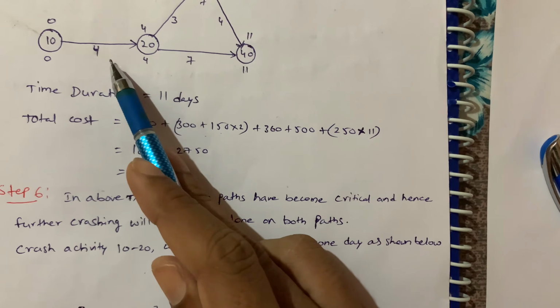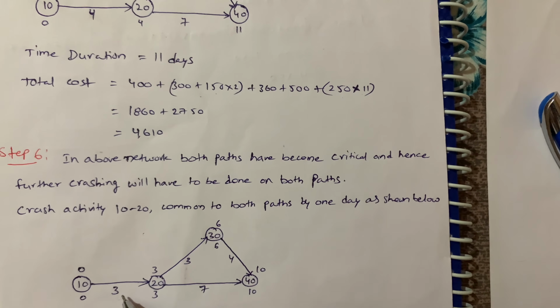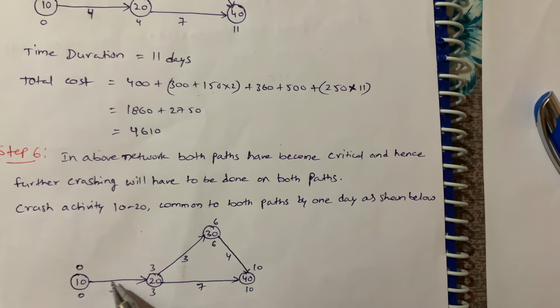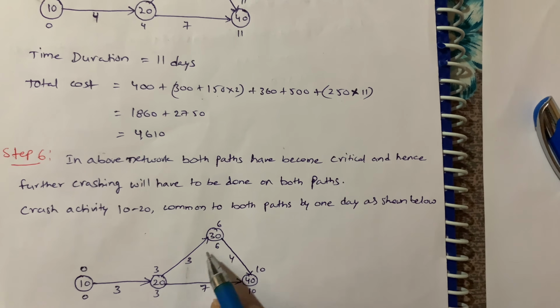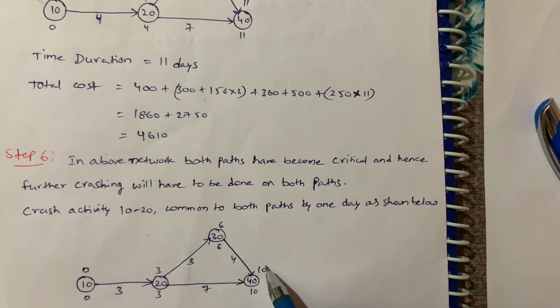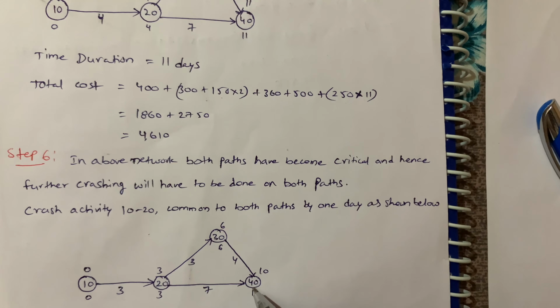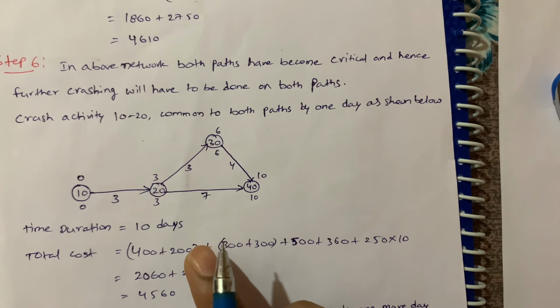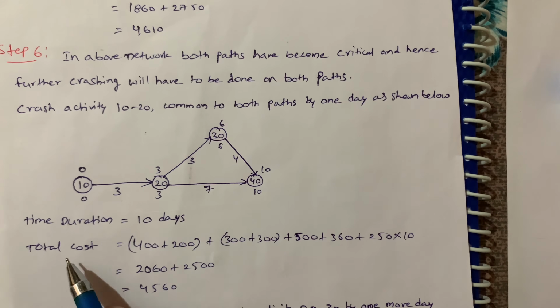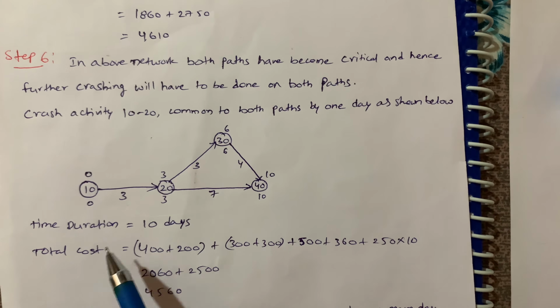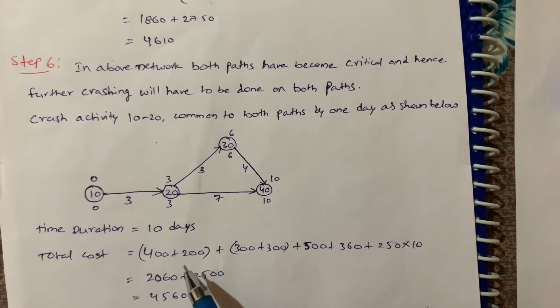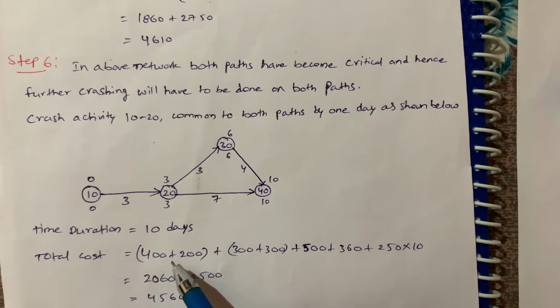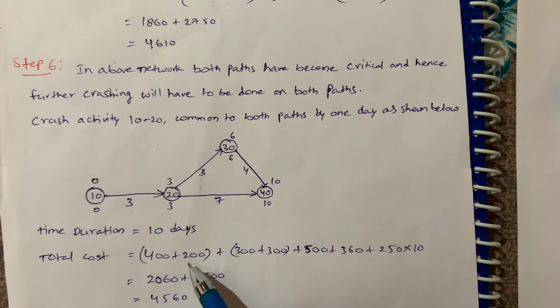So here it is 4. I'm reducing one day, that is 3. 0 plus 3 is 3 and 3 plus 3 is 6 and 6 plus 4 is 10 and 3 plus 7 is 10. So total duration is 10 days. So total cost is nothing but, here we altered two activities. That's why I added cost slope here.